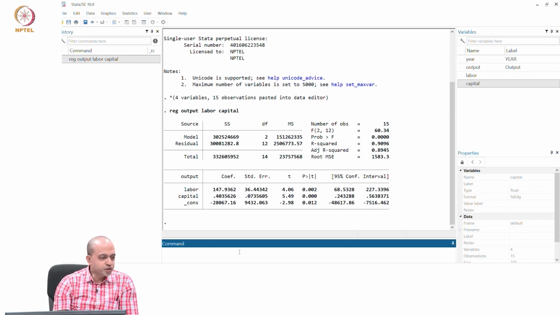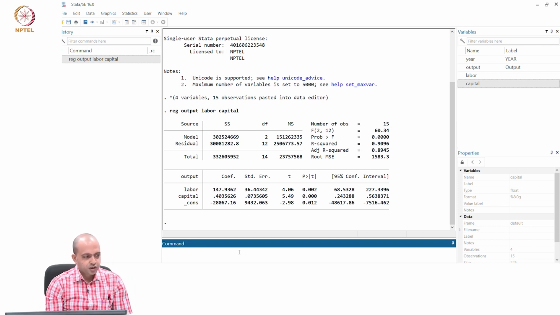And both these variables are significant because if you look at the p values, if you multiply the corresponding p value of labor, 0.002 multiplied by 100 is 0.2, which is still less than 1. So, that means both are significant at 1% level. Both labor and capital, they are significant at 1% level. That is what we have understood. So, this is the interpretation.